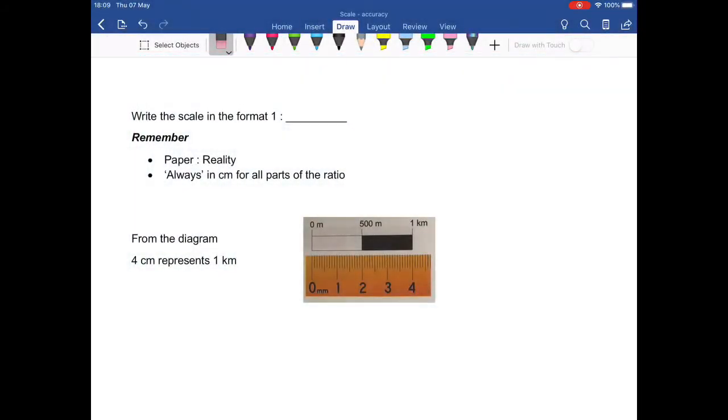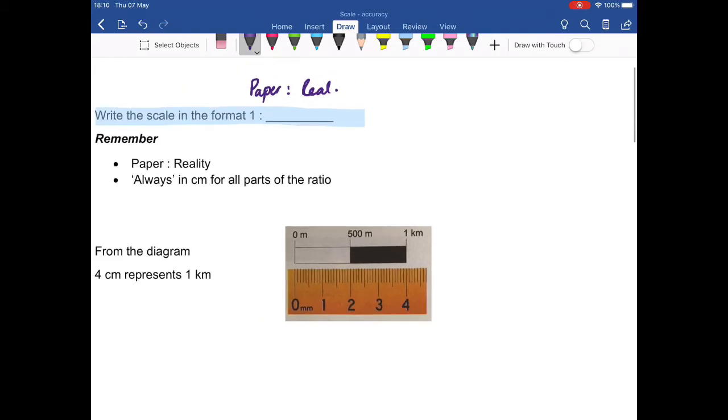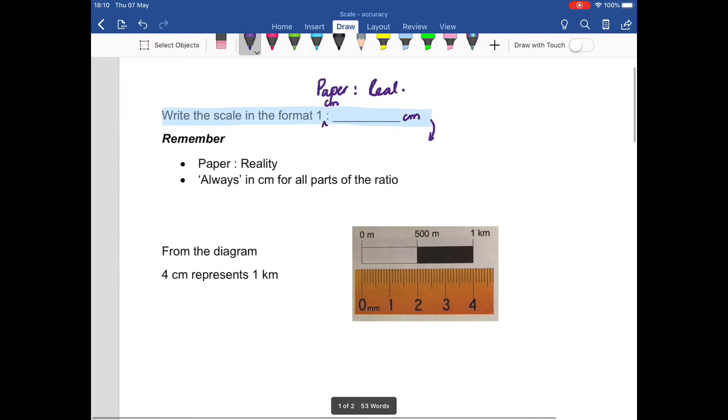What we're looking at now is revision of grade 11 work. Writing the scale in the format 1 to something is a question that comes up over and over in exams and in tests. So remember, paper to reality, so we're always going to write paper to reality. And for the sake of understanding scale, we're going to use centimeters for both, and sometimes you have to do conversions to get to kilometers or millimeters.